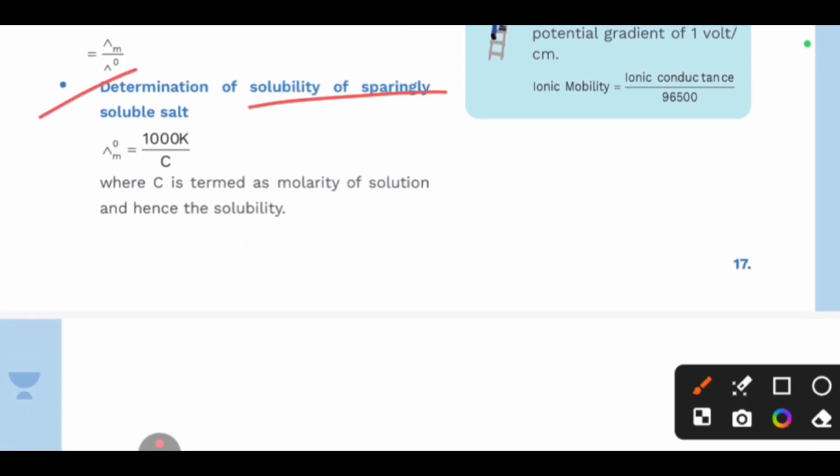Determination of the solubility of a sparingly soluble salt. Solubility you can measure in terms of molar conductance at infinite dilution only. The same formula we are using here: 1000 into K divided by C. What is K here? It is the specific conductance. C is the concentration, so accordingly you can solve. C can be molarity or normality.